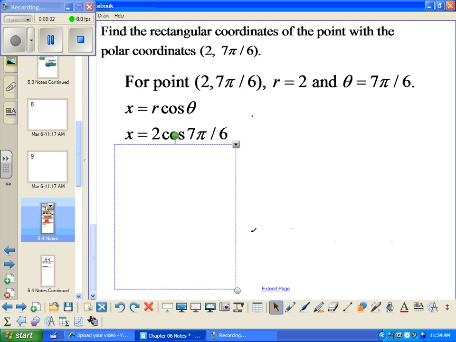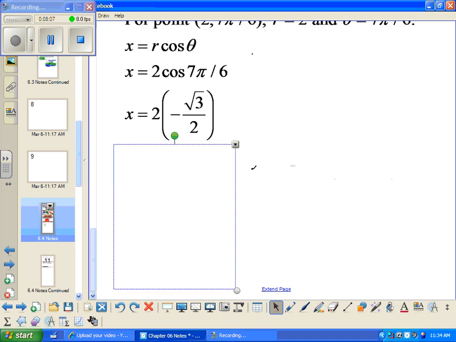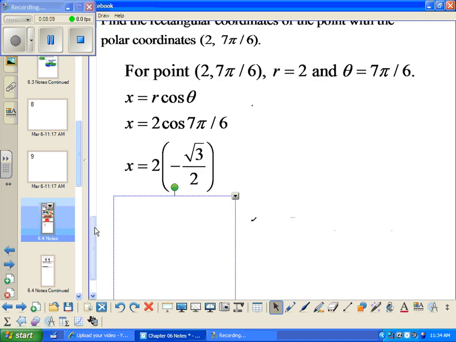Well, you should recognize that's a nice angle to work with. You should recognize that cosine 7 pi over 6 is negative root 3 over 2. Since we're talking third quadrant, you know that both sine and cosine are negative. And it's going to be the same as taking the cosine of pi over 6. So 2 times negative root 3 over 2 is negative root 3. That's our x value.